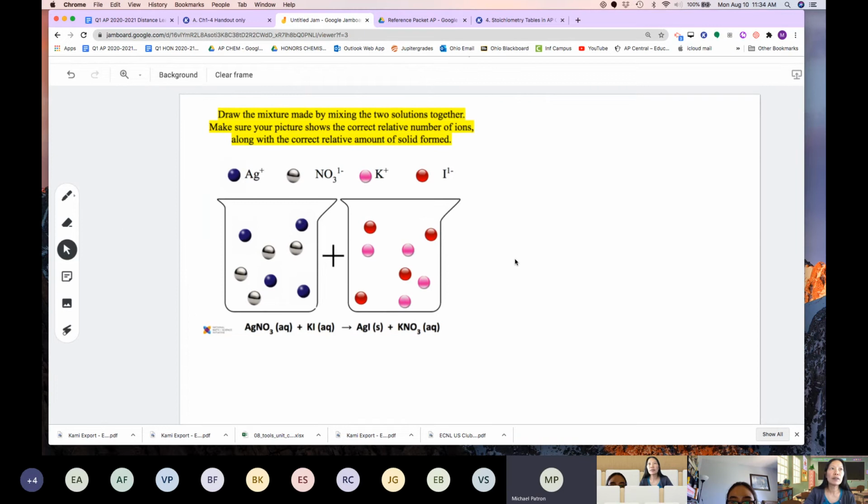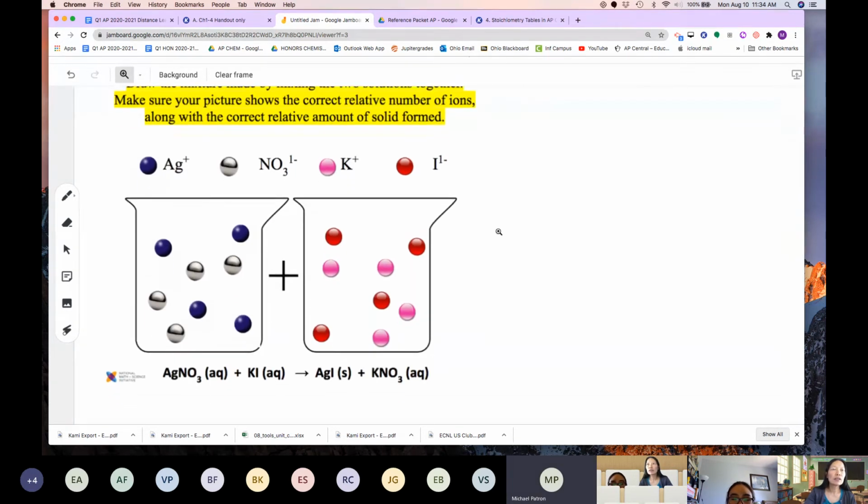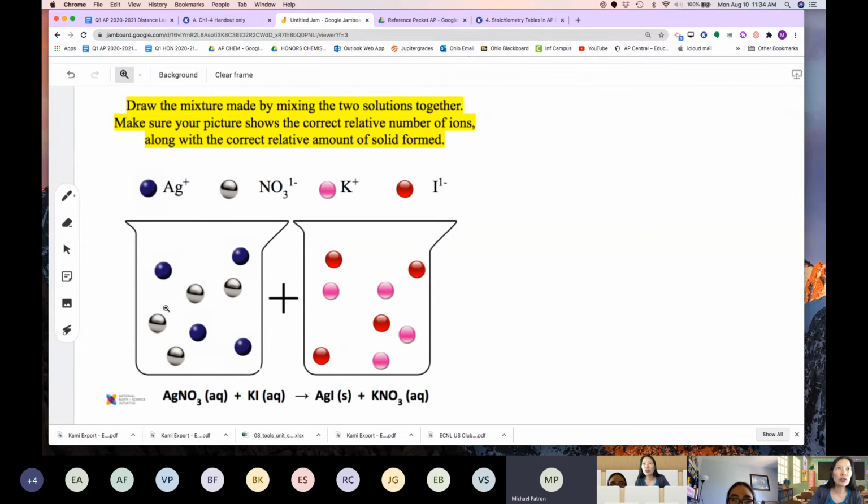Okay, can you guys see that well? Yes. Okay. So what you have here is they have a drawing for you. It says, draw the mixture by mixing the two. You're going to mix them together, pour them into each other.